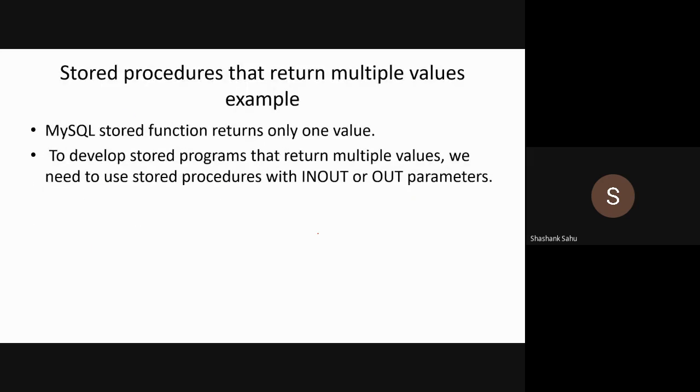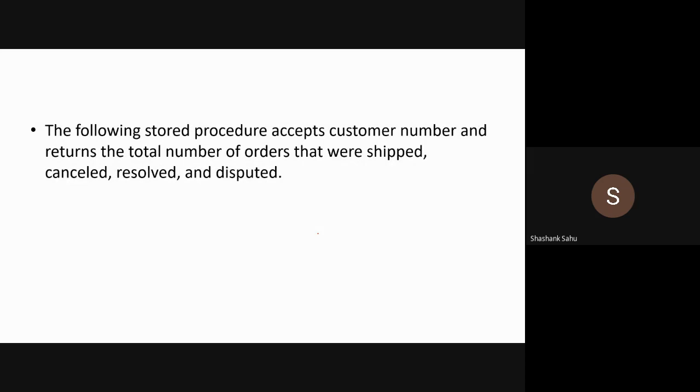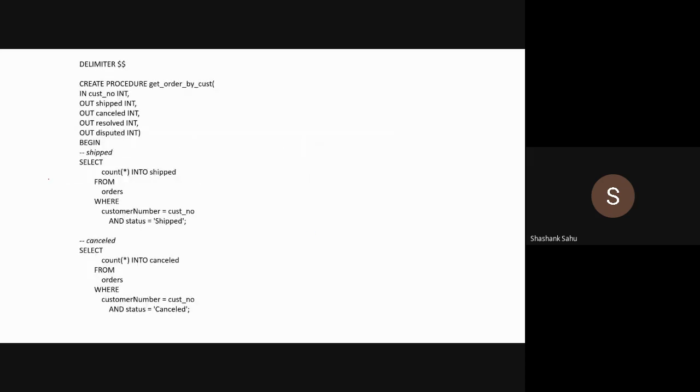I'm just giving the last example, I'm running out of time. It is the last example. We have a procedure named get order by customer, and we have four out mode variables: shipped, cancelled, resolved, disputed, and one in mode variable, customer number. On the basis of customer number, it will find out for a particular customer how many orders are shipped, cancelled, resolved, and disputed.